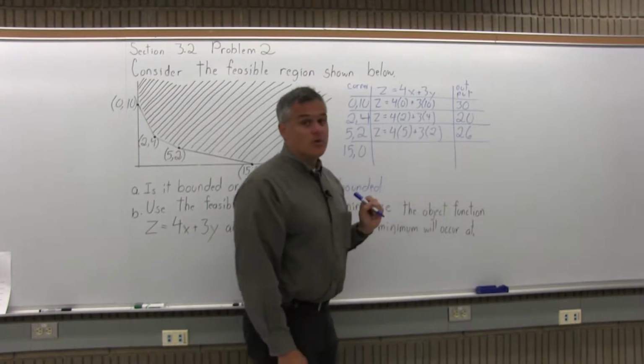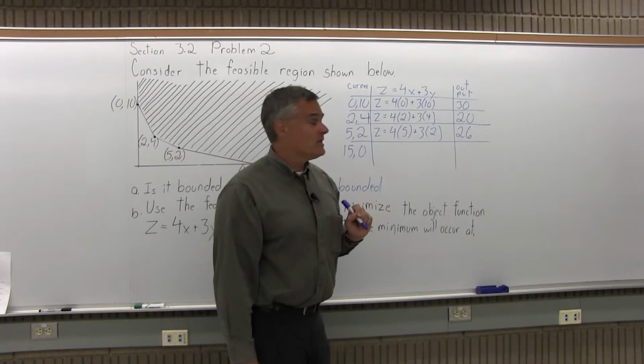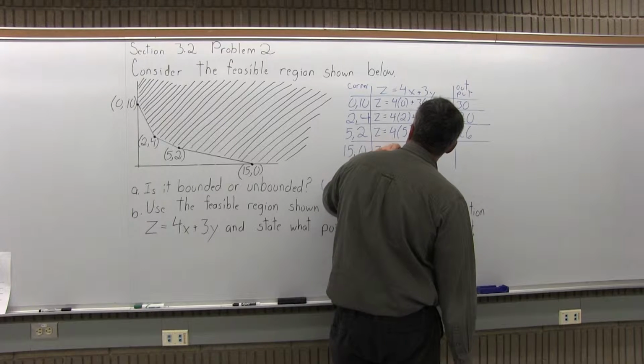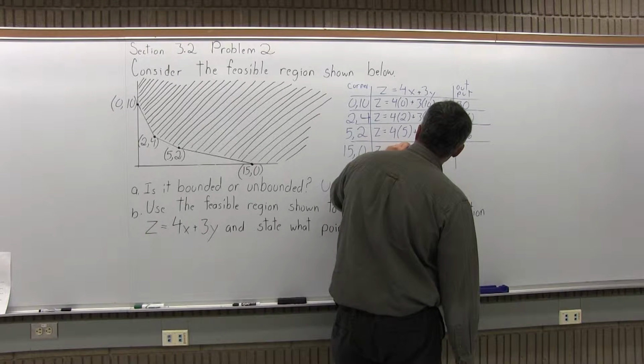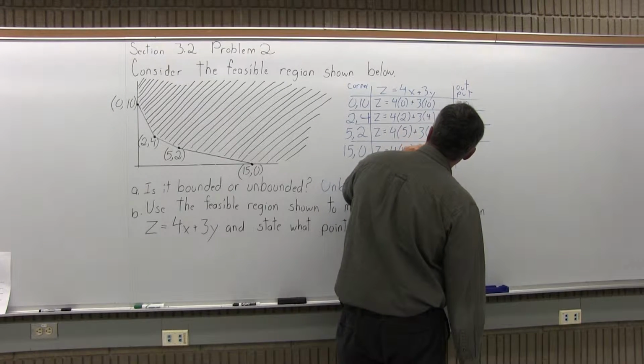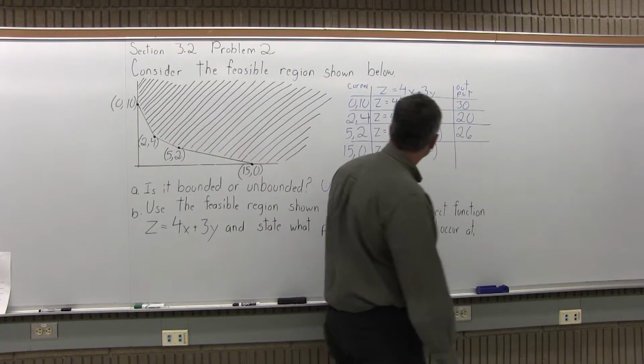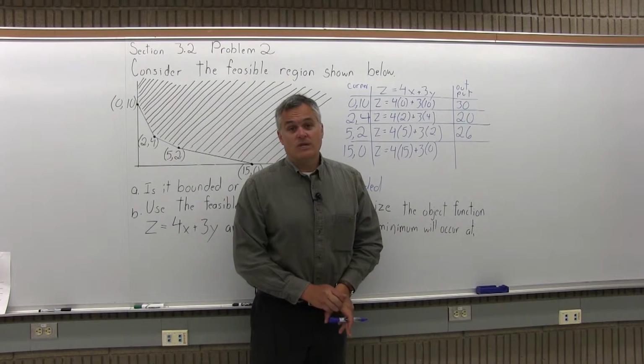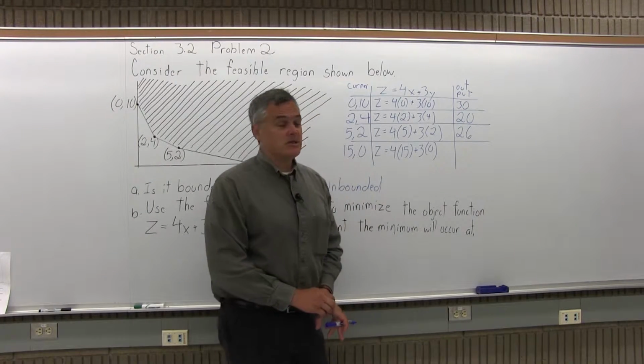And finally, the last corner point, 15, 0. So x would be 15, y would be 0. When I put that in the object function, I get z equals 4 times 15, plus 3 times 0. 4 times 15 is 60, and 3 times 0 is 0. So 60 plus 0 is 60.